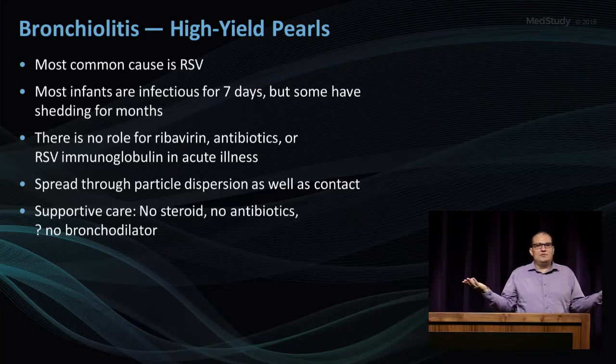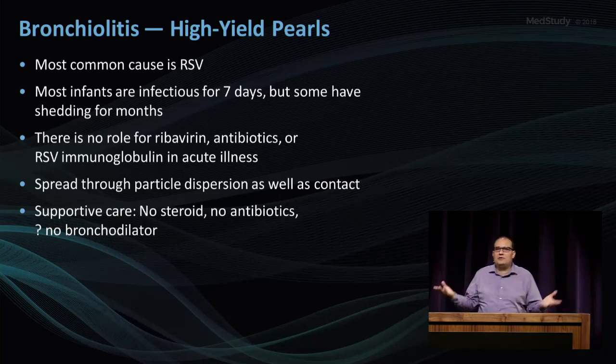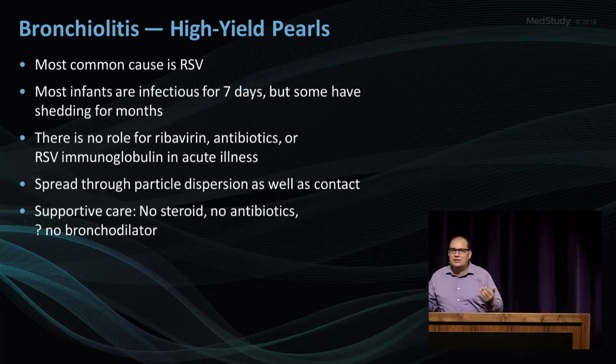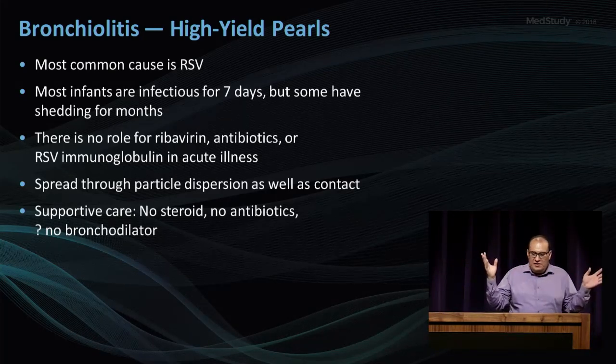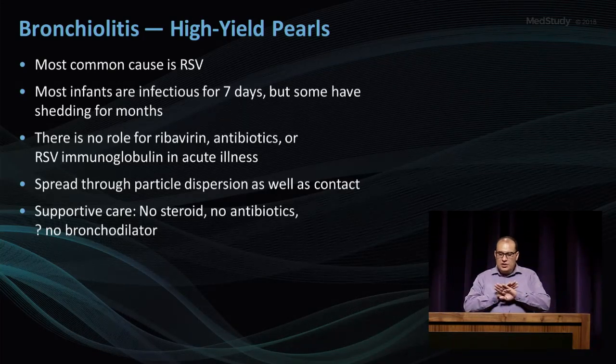There's no consult for immune deficiency. This is RSV, and these kids can shed the virus for weeks or months. So don't test them. It's a URI with whatever the virus is, but don't test them. There is no role for ribavirin or antibiotics.